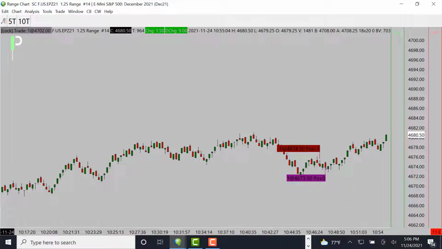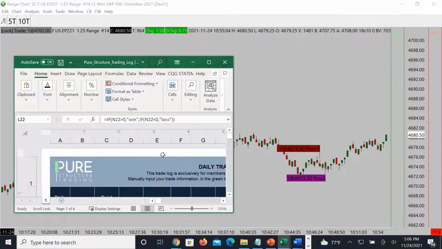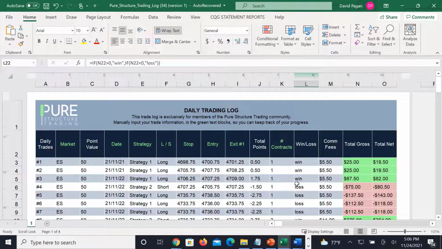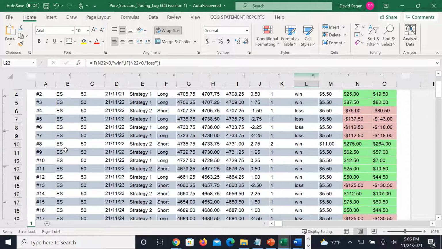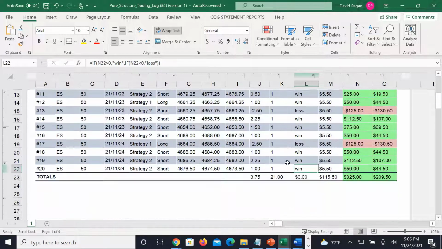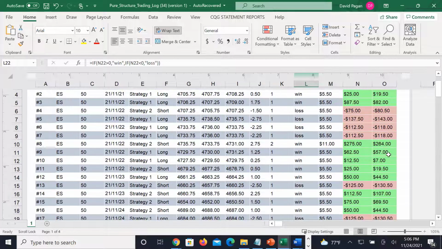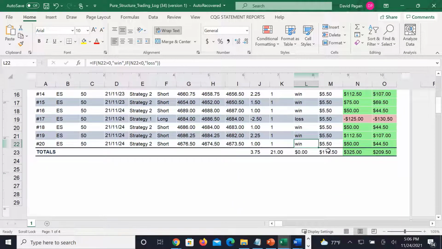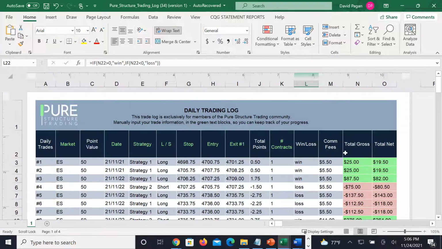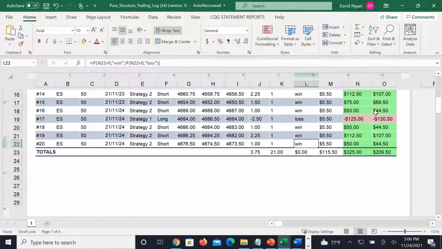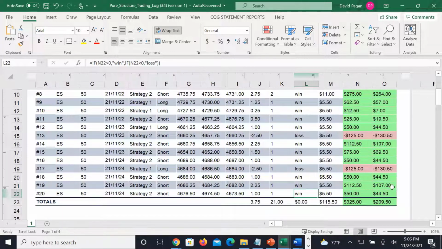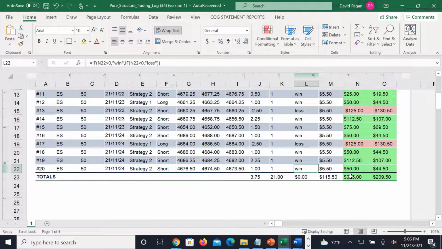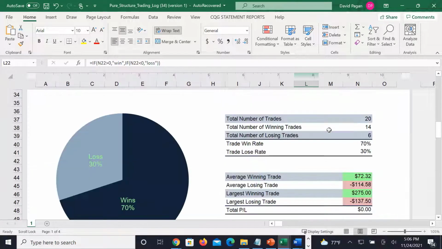Let's take a look at the trading journal for you guys so you can see where we're currently sitting. Pulling this up, you can see we took about 20 trades altogether. 1, 2, 3, 4, 5, 6 losing trades, rest of them winning trades. Total gross, you can see 325 before the commission cost. After commissions, we got 209.50. So we took a profit so far for the midweek, 209.50.